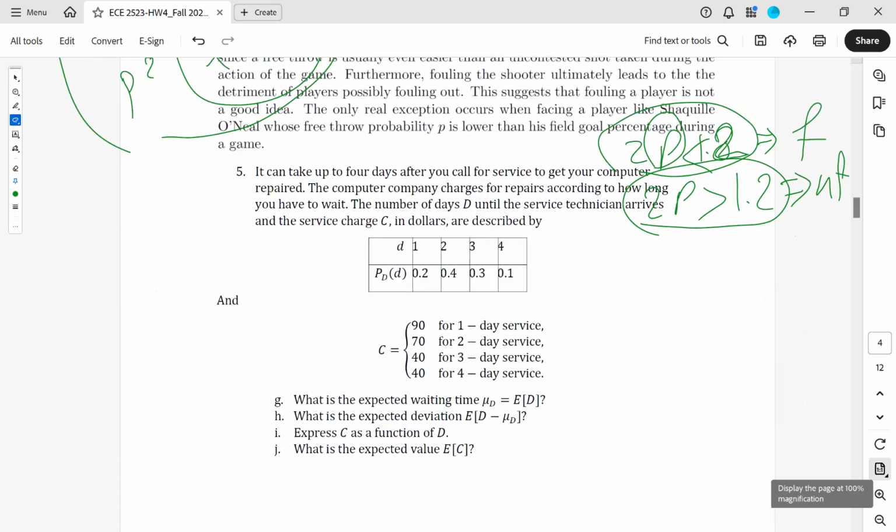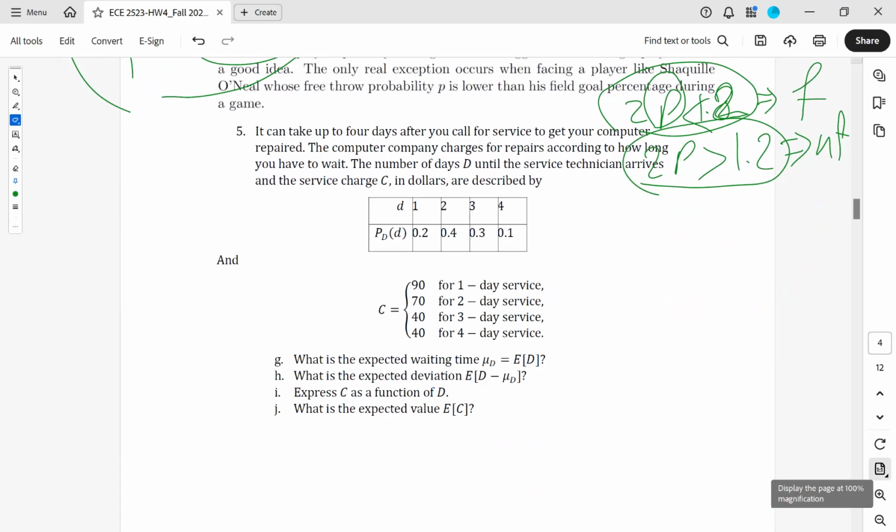Are we good? Now, question 5. Question 5 says, it can take up to 4 days after you call a service to get your computer repaired. The computer company charges for repairs according to how long you have waited. The number of days is represented by the random variable D, and the charge is the random variable C. Now, we have the probability distribution for how many days it would take them to repair the computer.